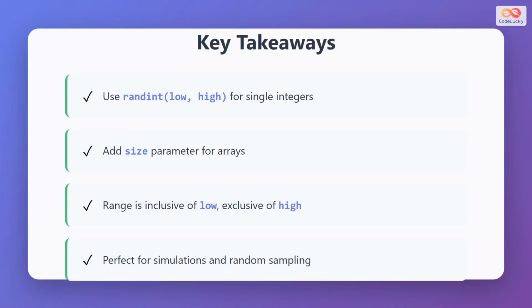Let's recap the key points. Use randint with low and high parameters to generate single random integers. Add the size parameter when you need arrays of random integers. Remember that the range is inclusive of low but exclusive of high. Finally, this function is perfect for simulations, random sampling, and many other applications. With practice, you'll find randint to be an invaluable tool in your NumPy toolkit.